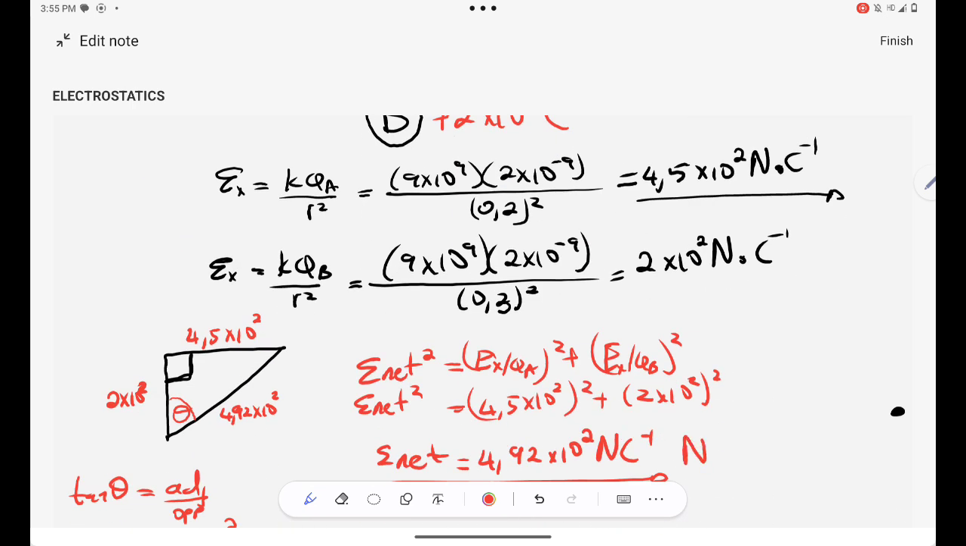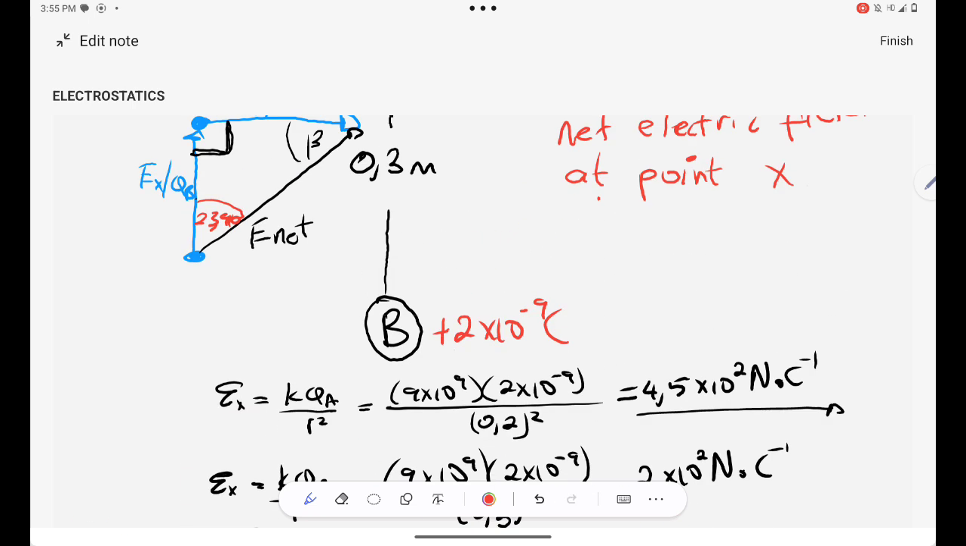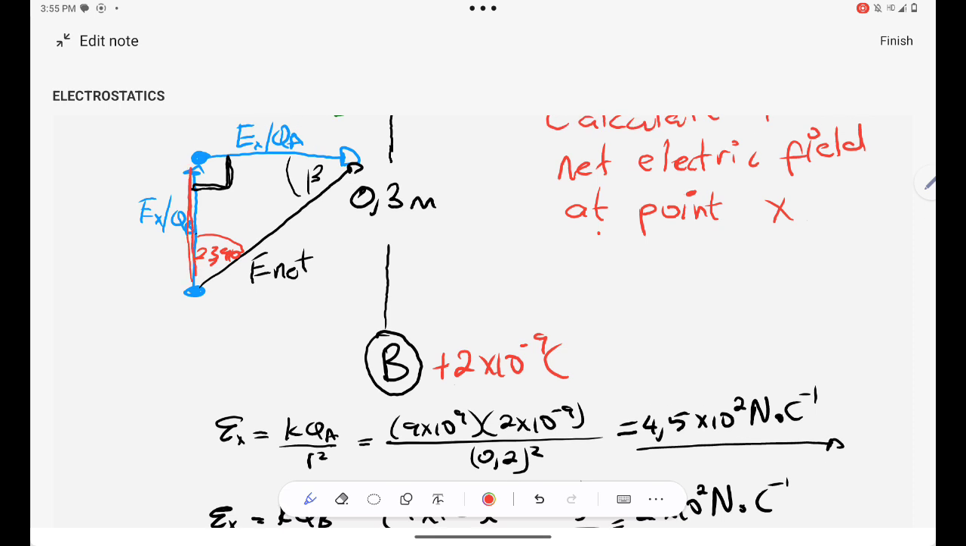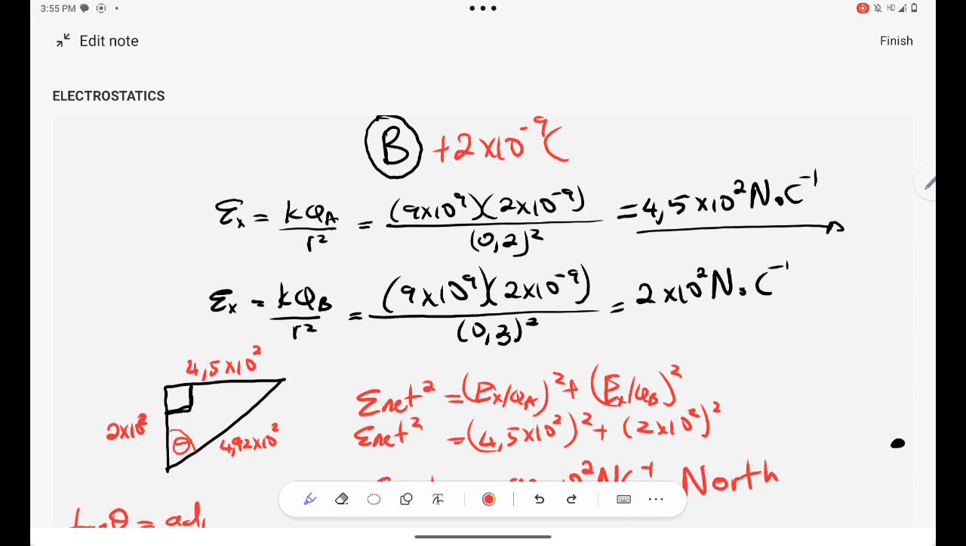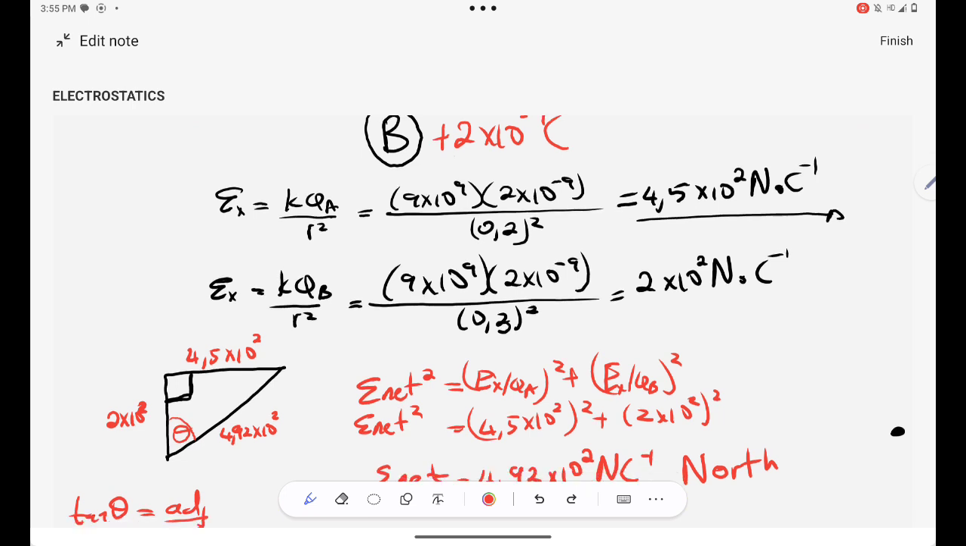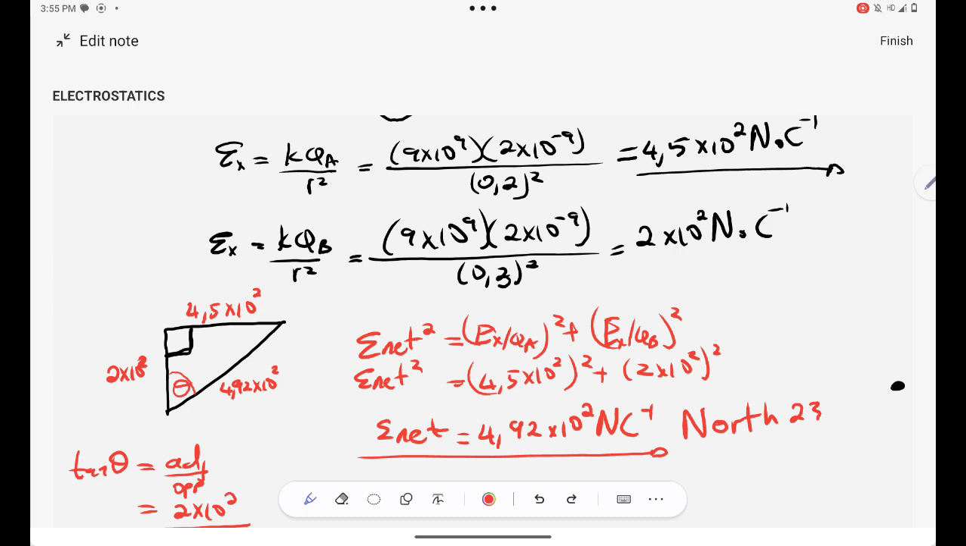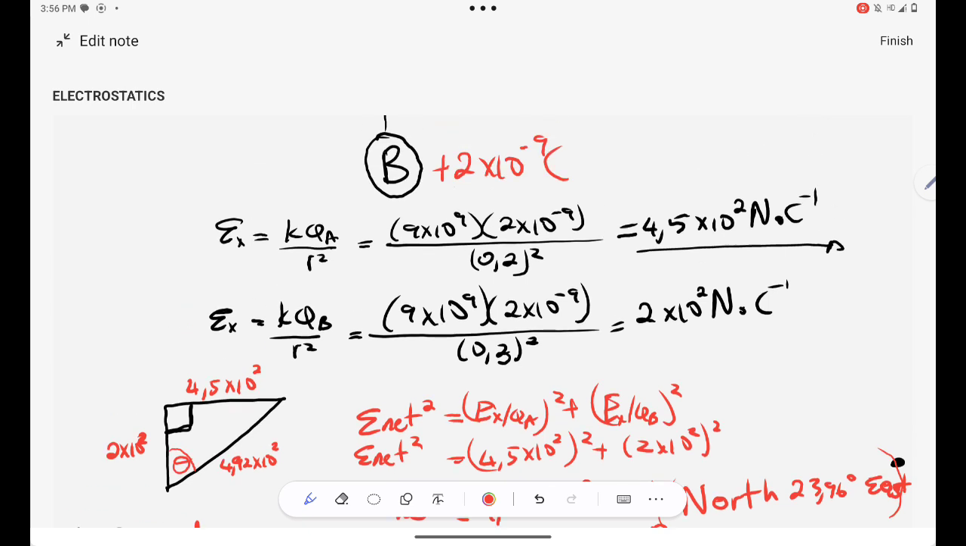Your direction: you simply say this is north, because the direction over here is going towards the north. It's north, but it's not going towards the true north. It's north, and then you simply say 23.96 degrees east. So this is the magnitude, and that's how you write the direction if ever you are given a two-dimensional problem.